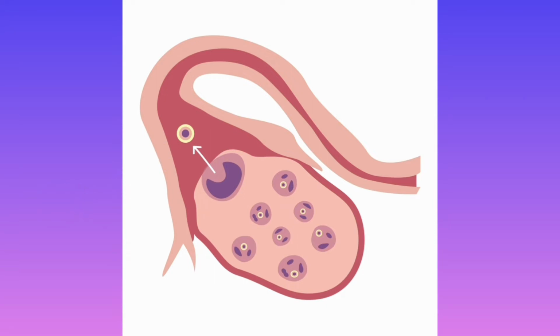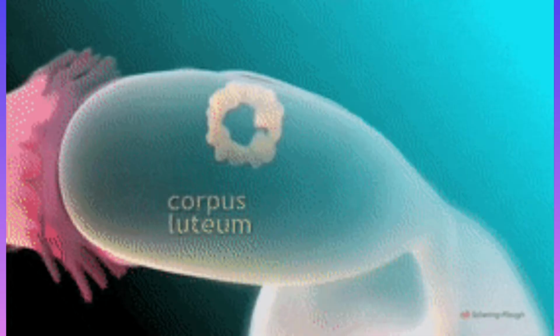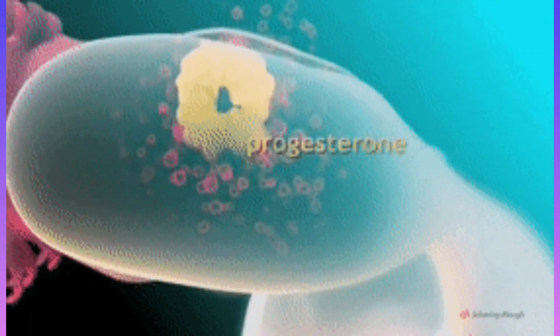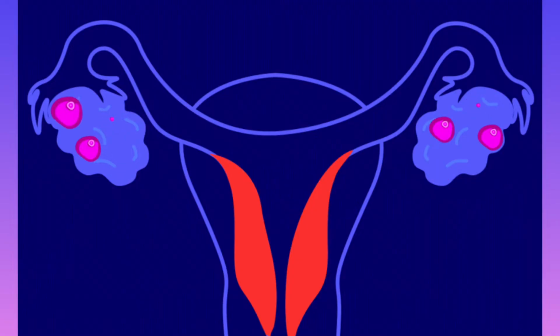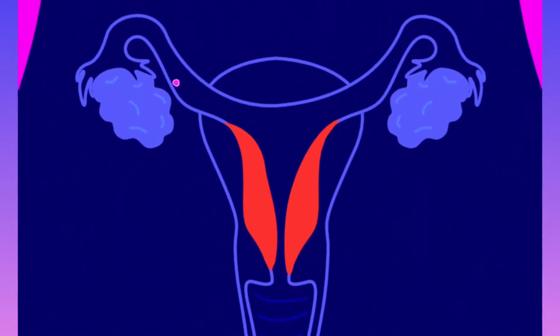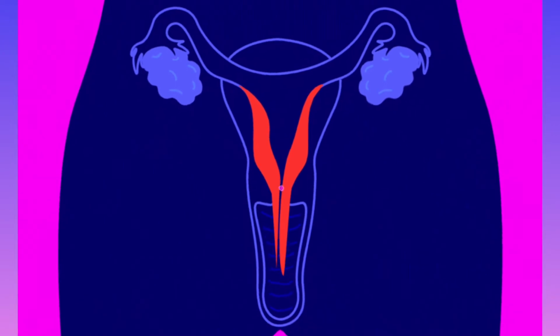LH causes the ruptured Graafian follicles to change into a structure called the corpus luteum. The corpus luteum secretes a hormone called progesterone, increasing the progesterone levels in the blood. If fertilization does not take place, the corpus luteum shrinks down and stops producing progesterone. The ovum then passes down the fallopian tubes, enters the uterus, and leaves the body through menstruation.